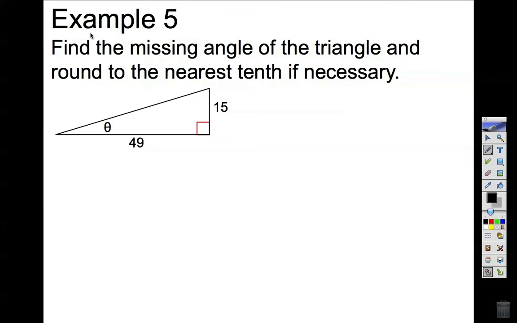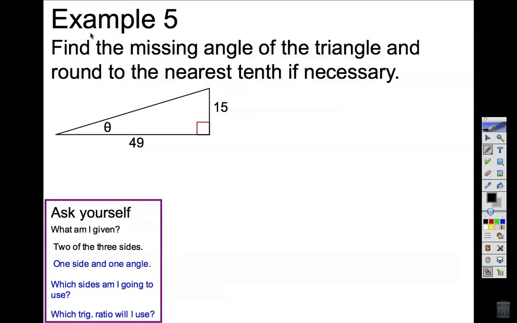Here in example 5, I am asked to find the missing angle of the triangle and round to the nearest tenth if necessary. Again, same questions. I am given 2 of the 3 sides and I am asked to find an angle. I'm not given an angle. So which trig ratio am I going to use?